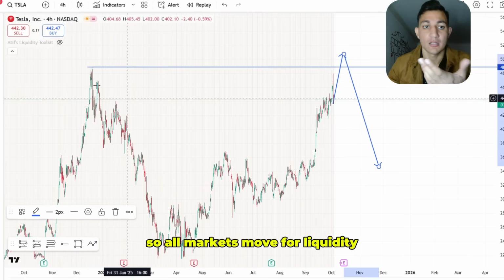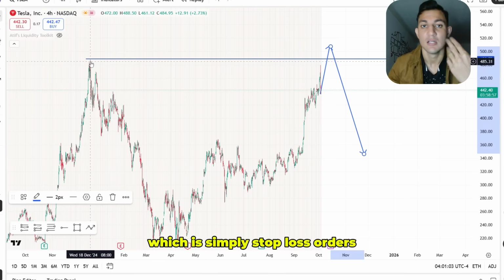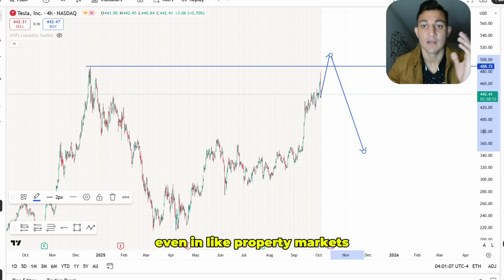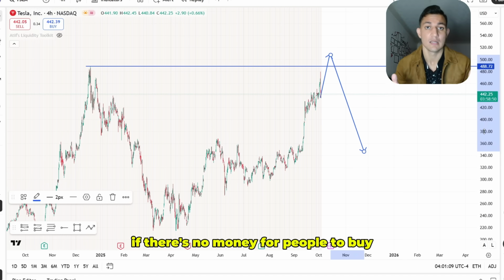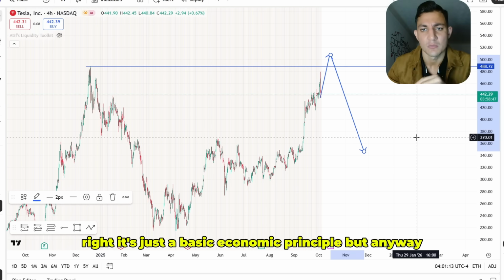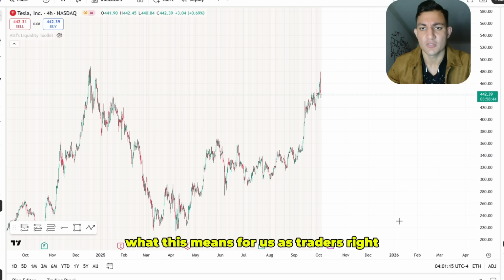So all markets move for liquidity, which is simply stop loss orders. And it's not just financial markets, even in property markets. If there's no money for people to buy, prices are going to have to come down to adjust for it. It's just a basic economic principle. But anyway, what this means for us as traders, right?